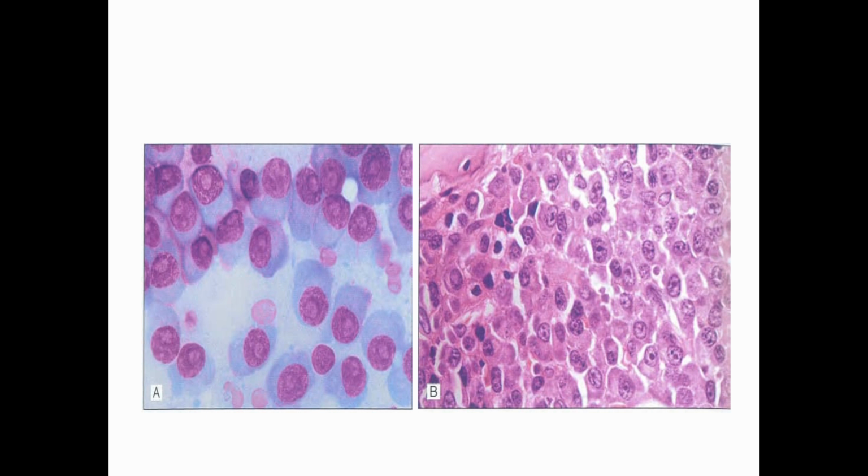Okay, this is the bone marrow picture. How do the plasma cells look in the bone marrow? They have bluish cytoplasm, an eccentric nucleus, and a perinuclear halo.